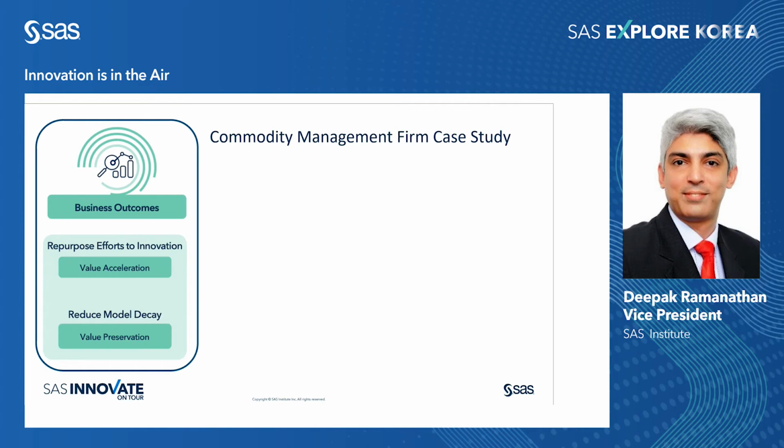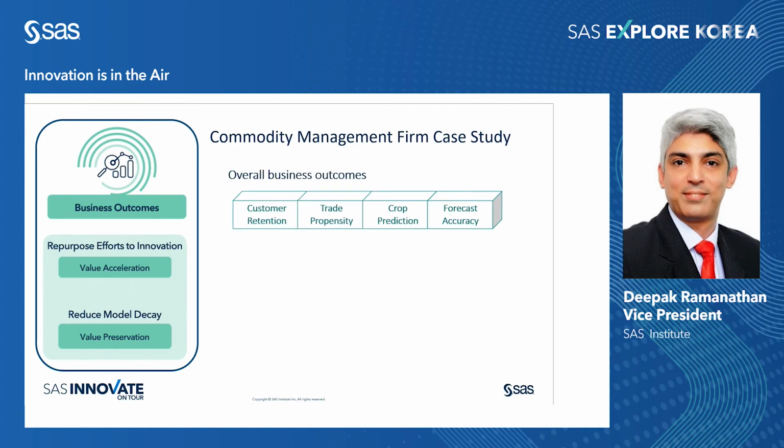Working with this customer, we together established a value review to investigate the business outcomes of the solution across various important areas they were looking to improve with analytics. For them, these were the key areas for business outcomes: customer retention, making sure that the customers stay with the management firm, with the commodity management firm. Customer experience is equally important for them. The trade propensity, crop prediction, forecast accuracy. These were the business outcomes that this customer was specifically looking at.